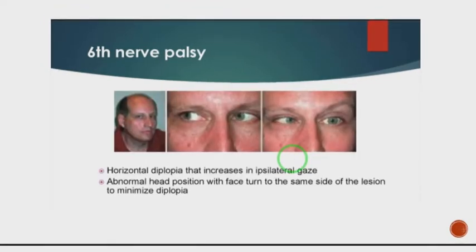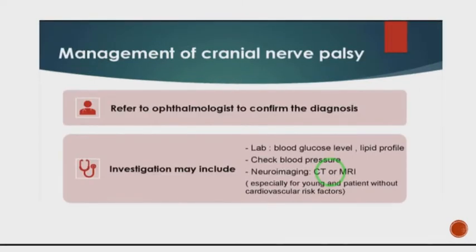This patient will have an annoying horizontal diplopia. He will see the double images beside each other because the lateral rectus is responsible for abduction. And definitely he starts to assume a head position to overcome his diplopia. How? He now cannot move this eye in abduction, right? So he starts to turn his face in order to overcome the diplopia. So the patient assumes an abnormal head position in the form of face turn to the same side of the lesion to minimize the diplopia. How to manage the cranial nerve palsy?